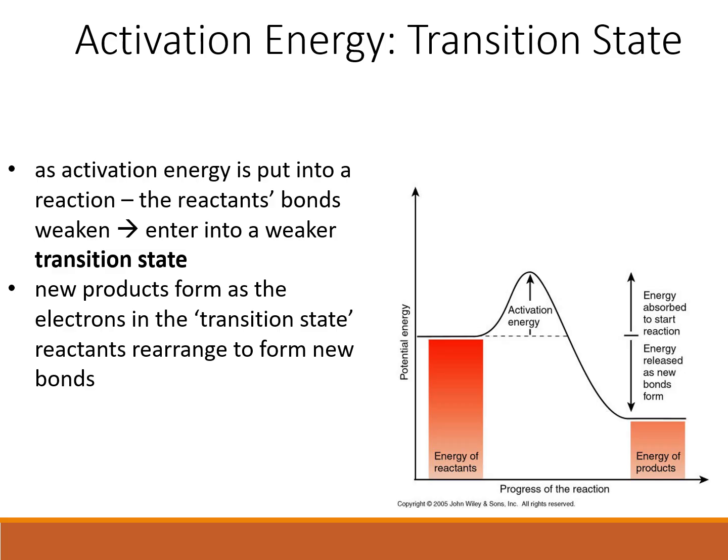Again, as you put activation energy into a reaction, you are making the bonds in the reactants weaker. You're weakening those bonds so that your reactants enter into this transition state. Our transition state would be here, right up here. New products form as the electrons in the transition state reactions rearrange to form brand new bonds.